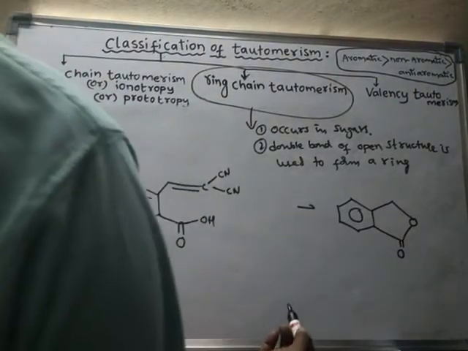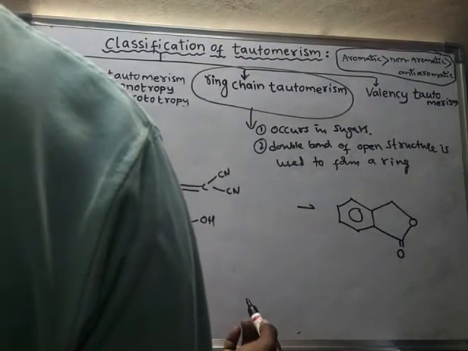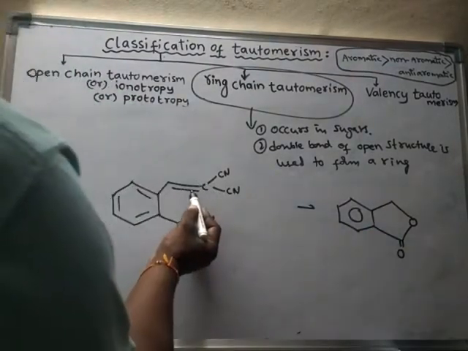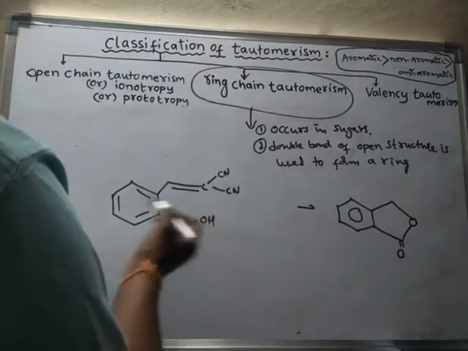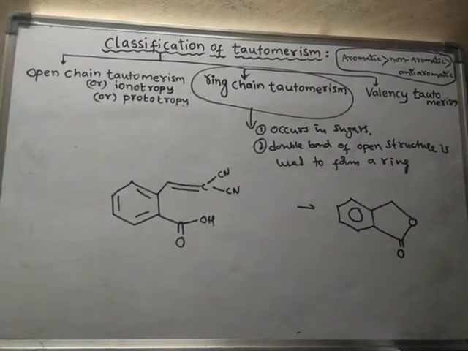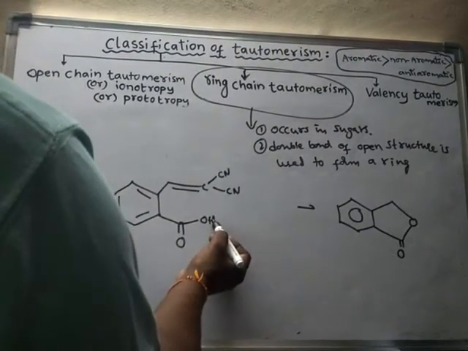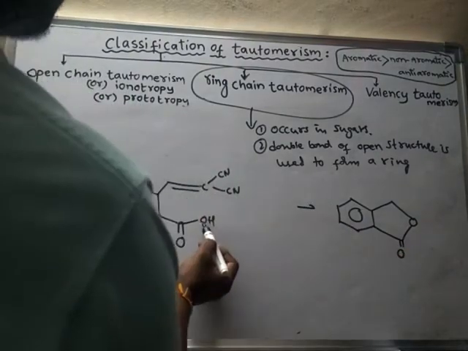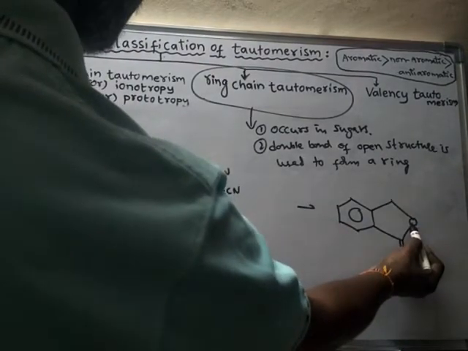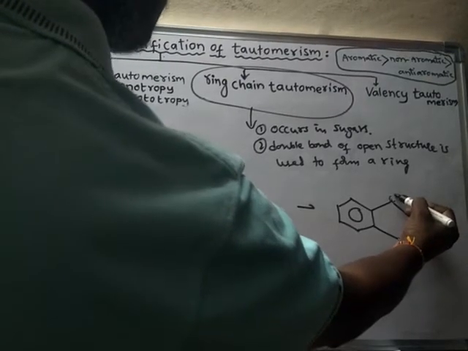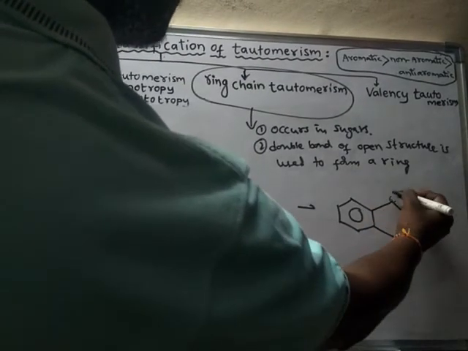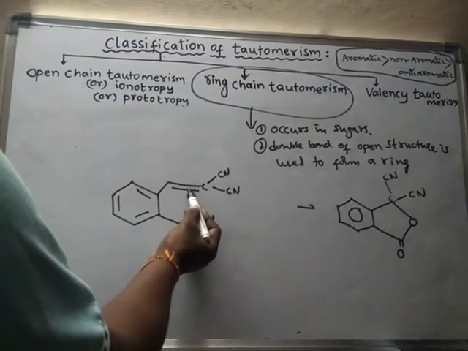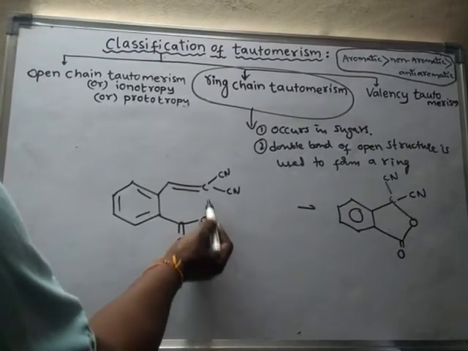Here the double bond is shifted between carbon and oxygen. So this hydrogen will move to this carbon. Between this carbon and this oxygen, a double bond is formed. On this carbon, two cyanide groups are present, a cyanide and another cyanide. The double bond is used up in the formation of a ring.